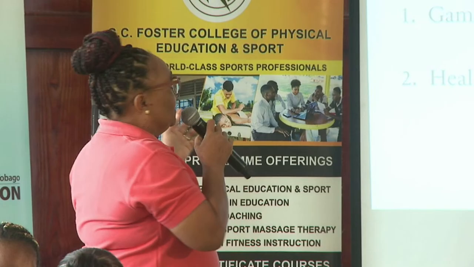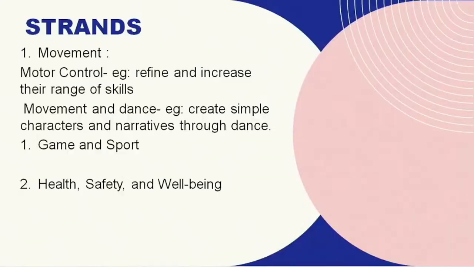All right? So we look at the strands. We have 3 main strands, and they are movement, which consists of motor control, movement, and dance. And we have games and sport, health, safety, and well-being. Now, for the games and sport, those are examples of the movement control to refine and increase the range of skill. Movement and dance create simple characters and narratives through dance. And game and sport is basically, now you're looking at their technique. You're looking at their individual technique. So that is when you move to game and sport.